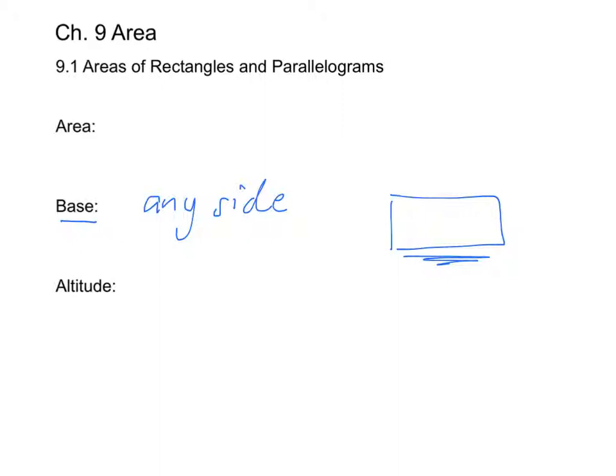And then the altitude is going to be the segment perpendicular to the base with one endpoint on the base and the other endpoint on the opposite side. So in our rectangle here, the altitude is going to be this line where it's perpendicular here and it has an endpoint there.